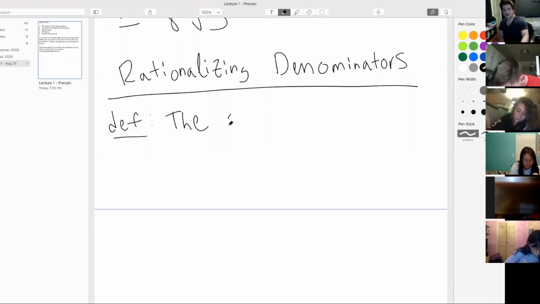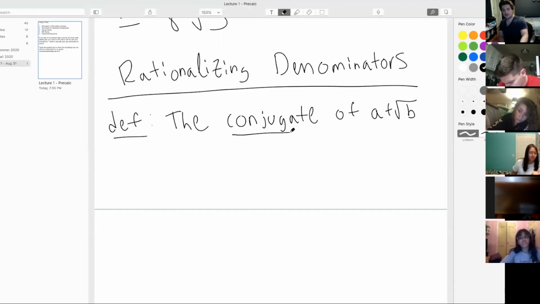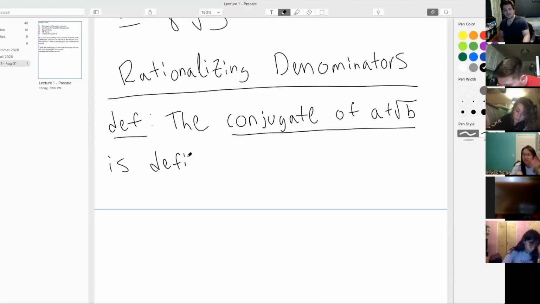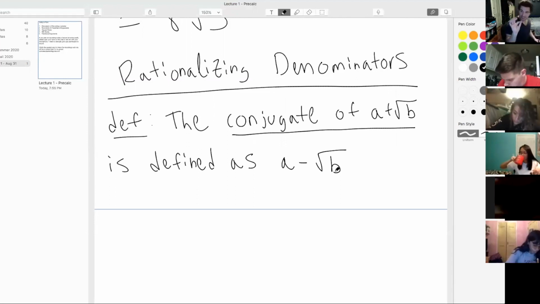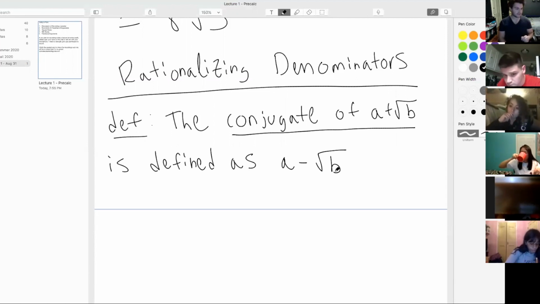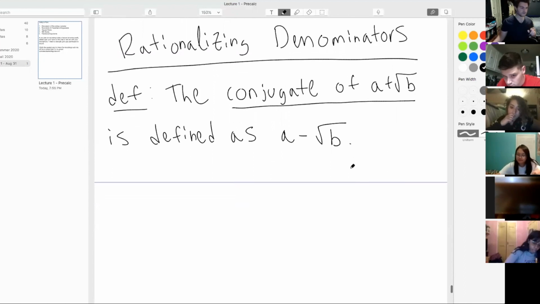So the conjugate of a plus square root of b, that's what we're defining, is defined as a minus the square root of b. So you just take that plus sign and turn it into a minus sign. That's the conjugate of a plus square root of b. And that's going to be very useful to us.